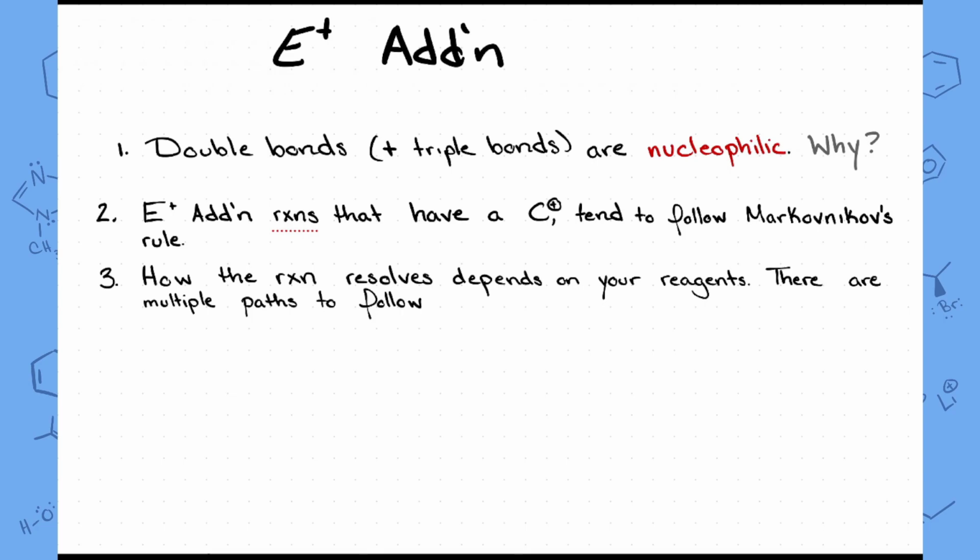All right, and then the third thing to know up front about electrophilic addition reactions is that how your reaction resolves depends on the reagents that you have. If you're trying to not memorize, if you're trying to think mechanistically, you'll do your first step, which we'll talk about on our next slide, and then you'll think, okay, what are the pieces that I have, and how can we resolve the intermediates that we have left over? There are a lot of different pathways we can follow. You can think of electrophilic addition as a tree where you have many different paths that can follow from this first step, depending on your reagents.